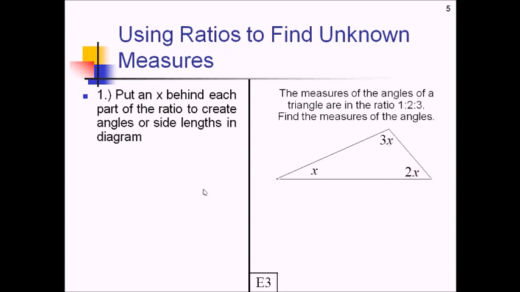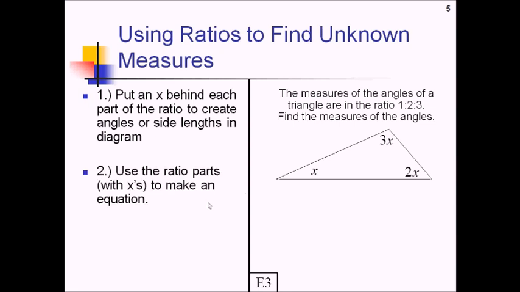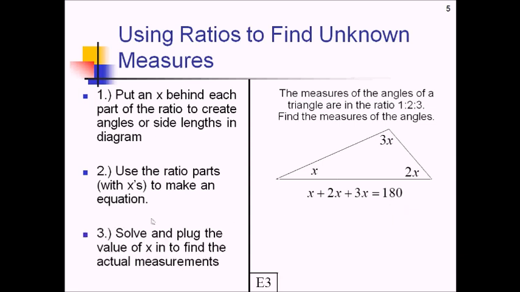Once you've got an expression for the angles, you can use those different ratio parts to make an equation. So what ties all of these angles together? Well, we know in a triangle the angles have to add up to how much? Oh yeah, 180. So we can say 1x plus 2x plus 3x equals 180. And then just go ahead, solve for x, and find the actual measurements.